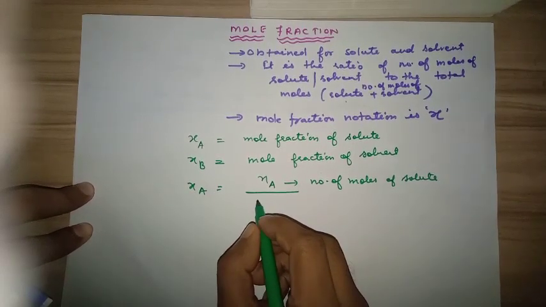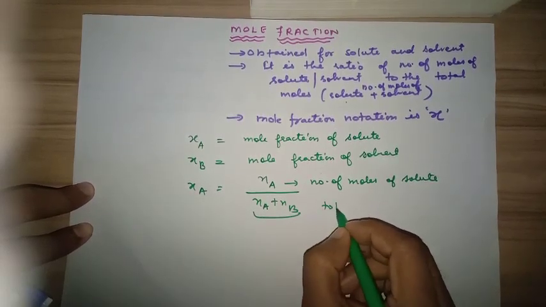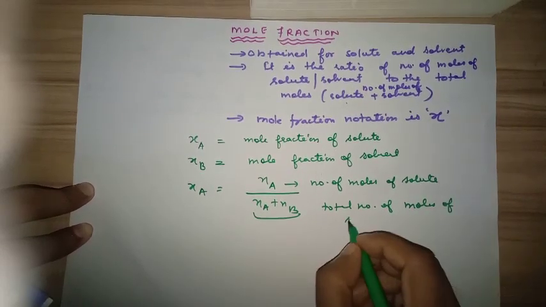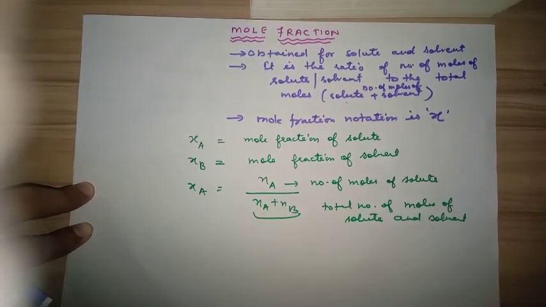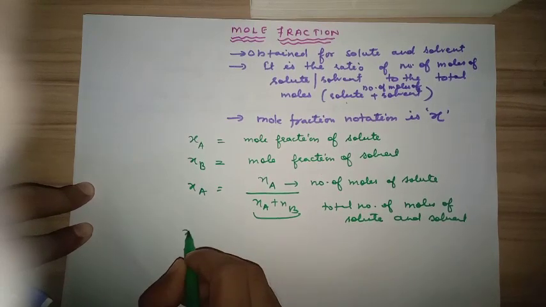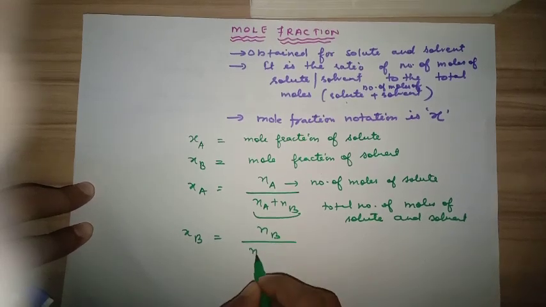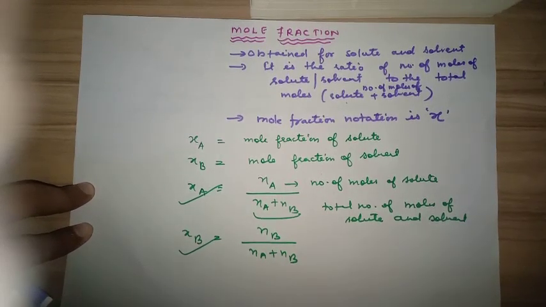to the nA plus nB, that is total number of moles of solute and solvent. Now for mole fraction of solvent, it will be written as nB upon nA plus nB. In this way we can find the mole fraction of solute and solvent. So let's do a few numericals related to it.